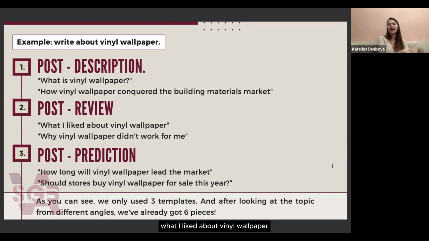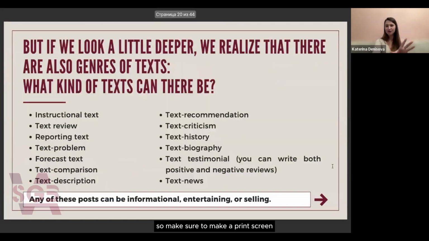A review post: what I liked about vinyl wallpaper, why vinyl wallpaper didn't work for me, negative and positive, yeah. A prediction post: how long will vinyl wallpaper lead the market? Should stores buy vinyl wallpapers for sale this year or not? As you can see, we only used 3 genres and we already have 6 ideas for a content plan. And this is quite a dull topic, yeah? If your business is a little bit more fun than vinyl wallpaper selling, you can create even more ideas for posts and content. So make sure to make a print screen of these genres of text, and that's how you will always have an idea what to write about your business.